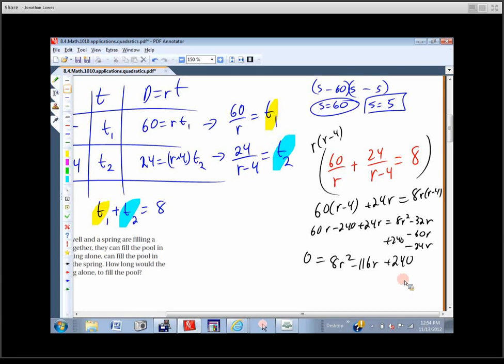If we're lucky, we can take out an 8. Can we take out an 8? Can't take out an 8. Okay, 8 goes in here and 8 goes in there. Doesn't go into 116. We can take out a 4 though. Let's go ahead and take out a 4. So divide everything by 4. You get 2r squared, negative 58r, and then this would be plus 120.